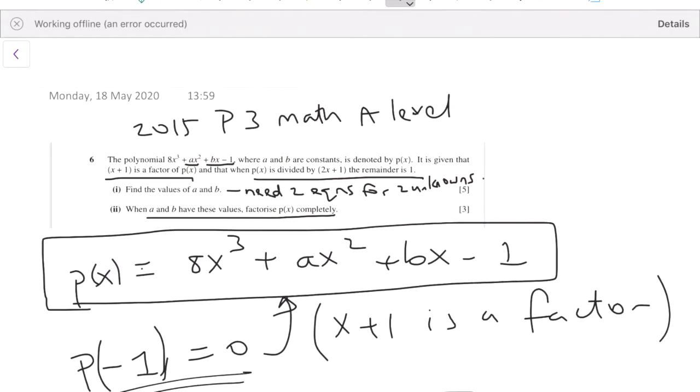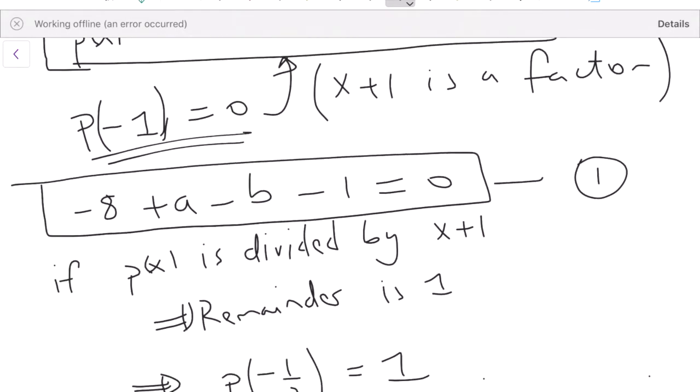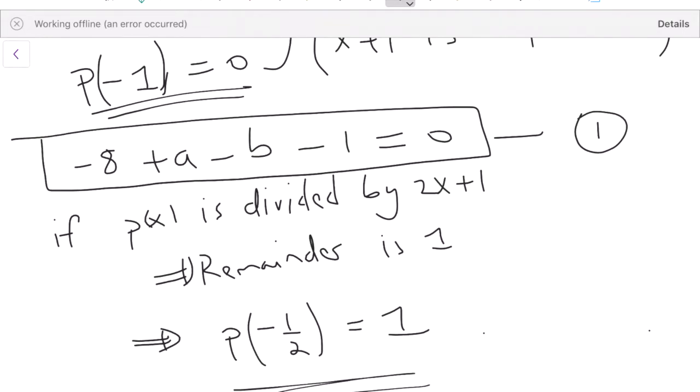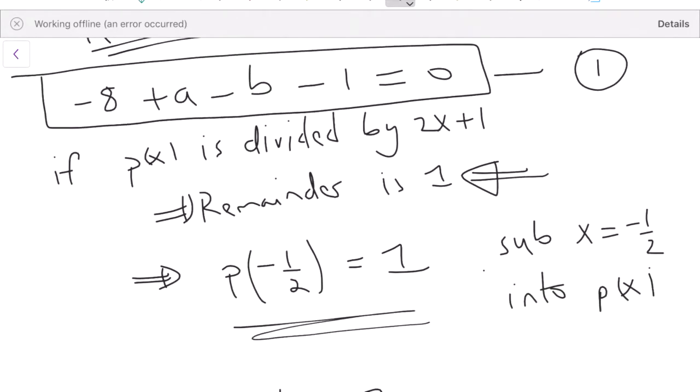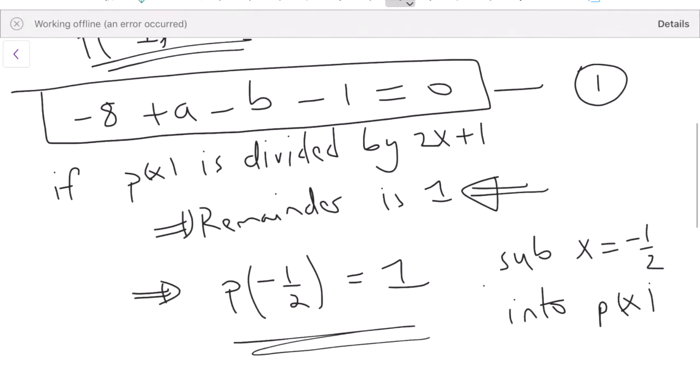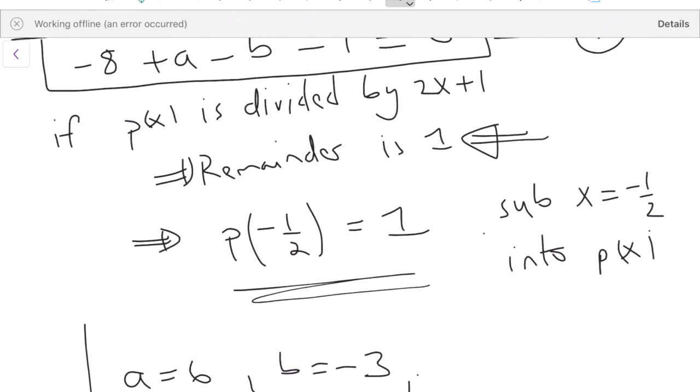Now, if p is divided by 2x plus 1, sorry, that's a typo here, then you get a remainder of 1. What does that mean? Well, it means that p of minus a half is equal to 1. So you substitute x equals minus a half into p of x, and then you should get 1. You get two equations, and you solve those two equations, and you get a equals 6 and b equals minus 3. So it's very easy.